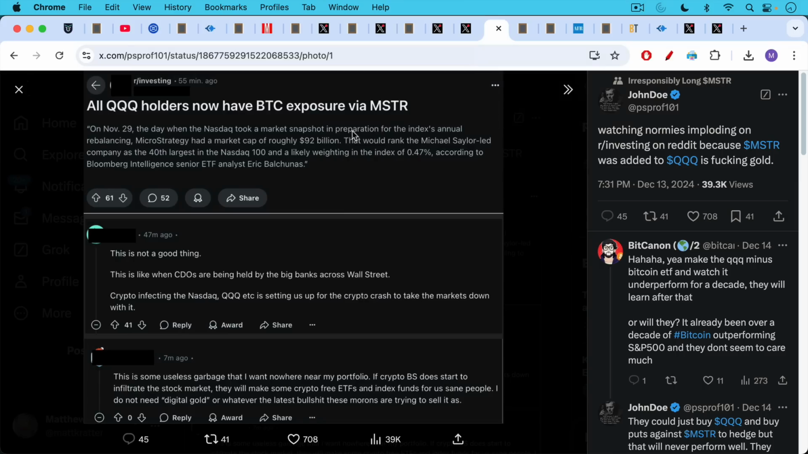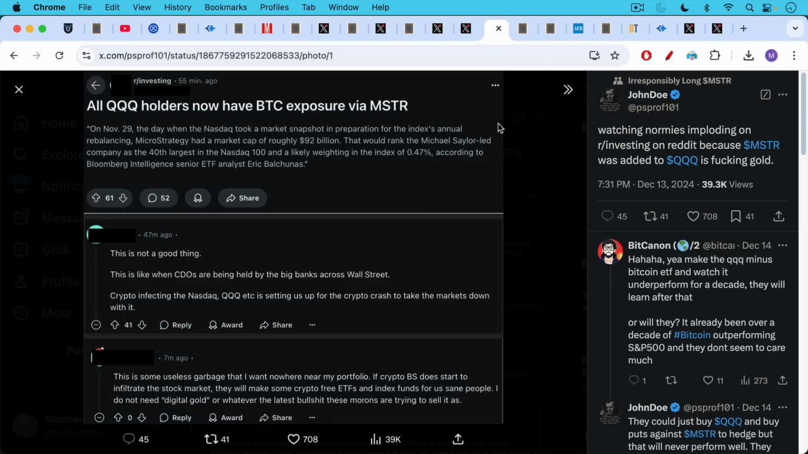People over at the investing part of Reddit are also quite upset about this. This is not a good thing. Someone writes in, this is like when CDOs were being held by the big banks across Wall Street. Of course, not understanding the difference here between a bearer asset like Bitcoin and fixed income instruments that are highly levered derivatives. So not the most sophisticated people here. John Doe writes, watching normies imploding on r/investing on Reddit because MicroStrategy was added to QQQs is gold.